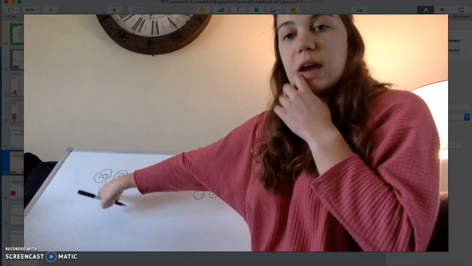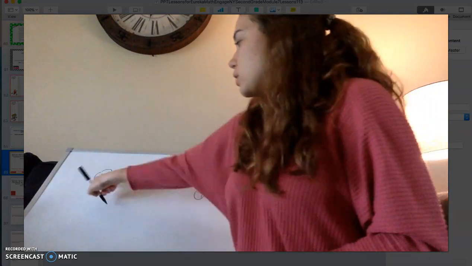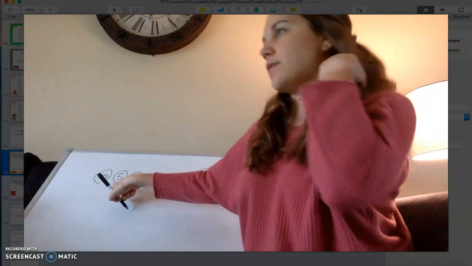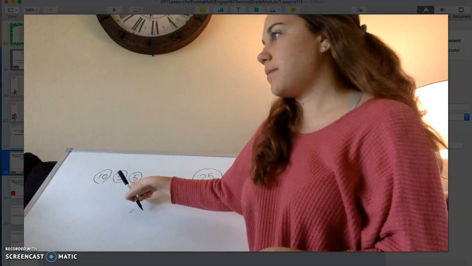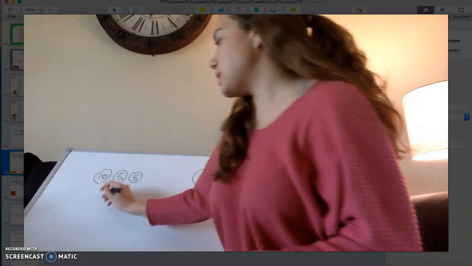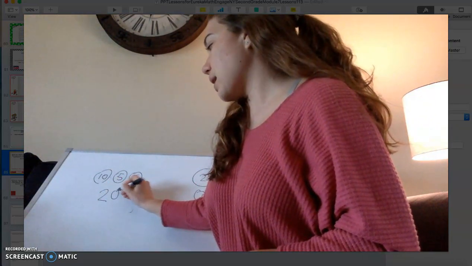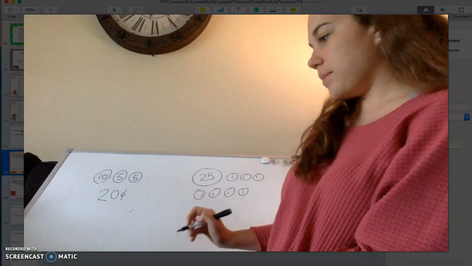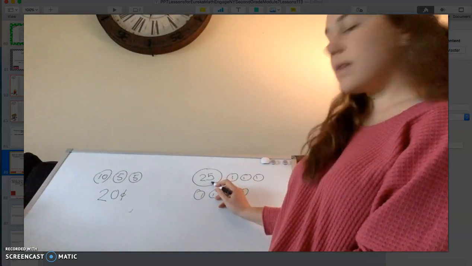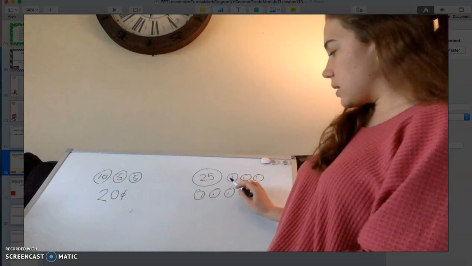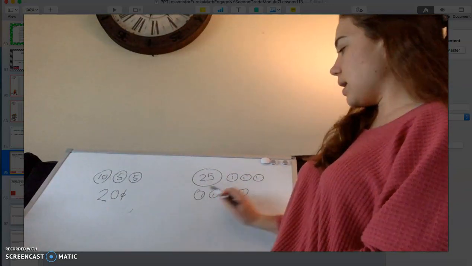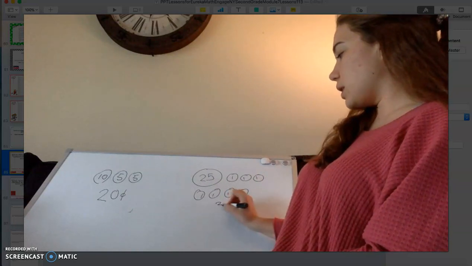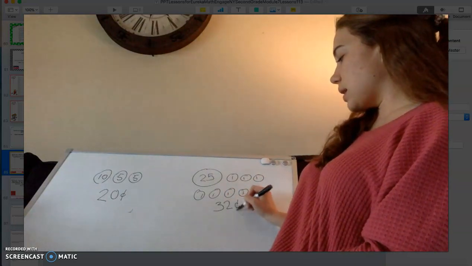So let's first figure out how much he has over here. So 10 plus 5 more. Good, 15. 15 plus 5. Good, 20. So there's 20 cents in this pocket. Now let's figure out how much he has in this pocket. 25. Now we're just going to count by ones. 26, 27, 28, 29, 30, 31, 32 cents.